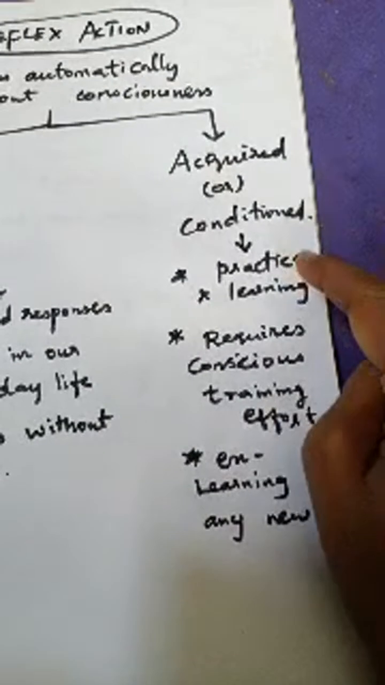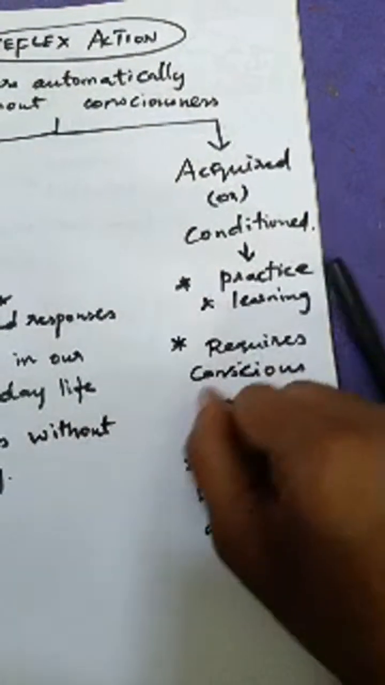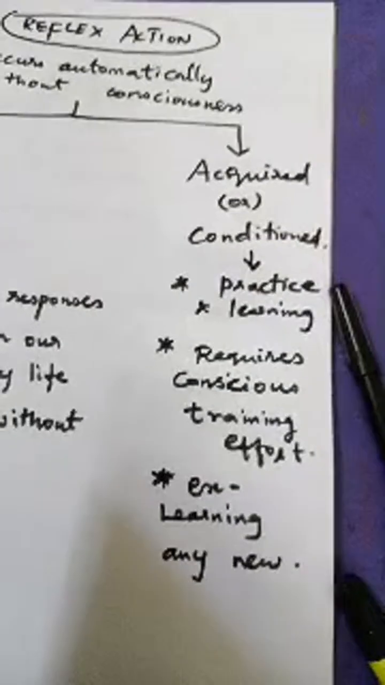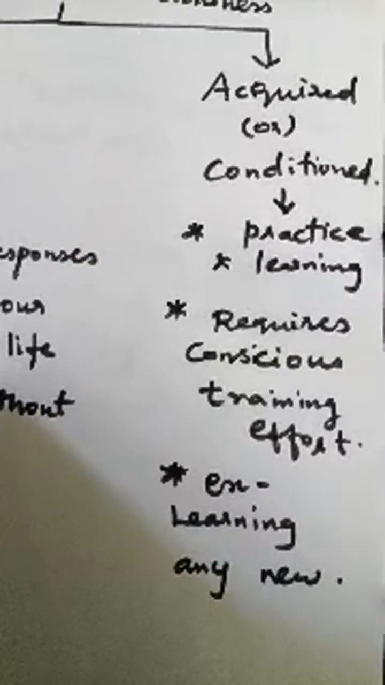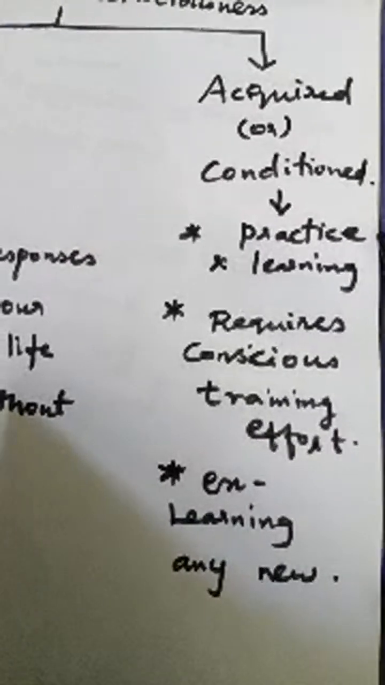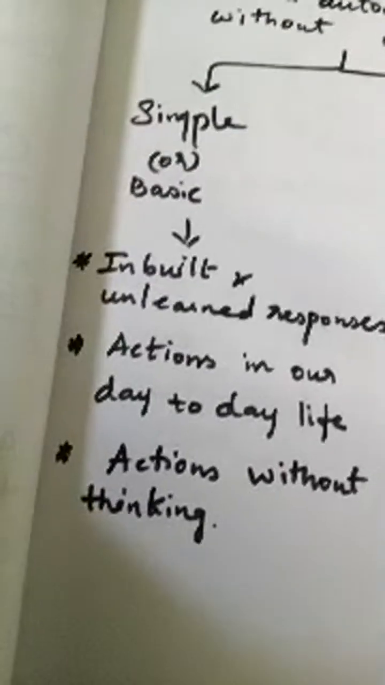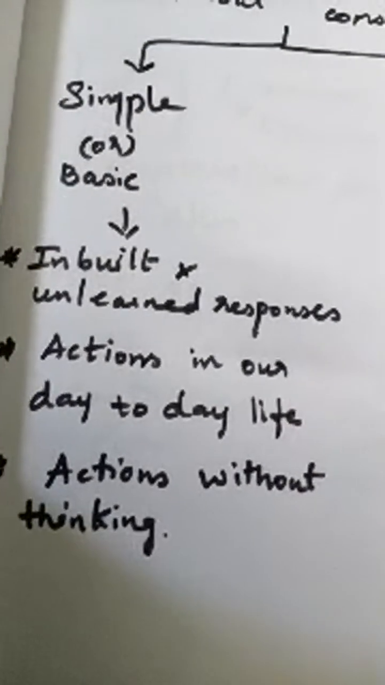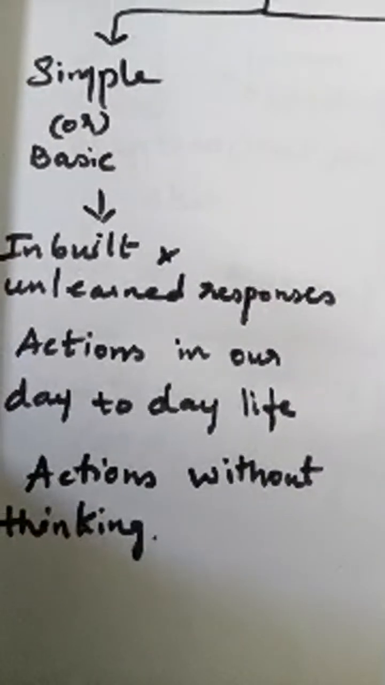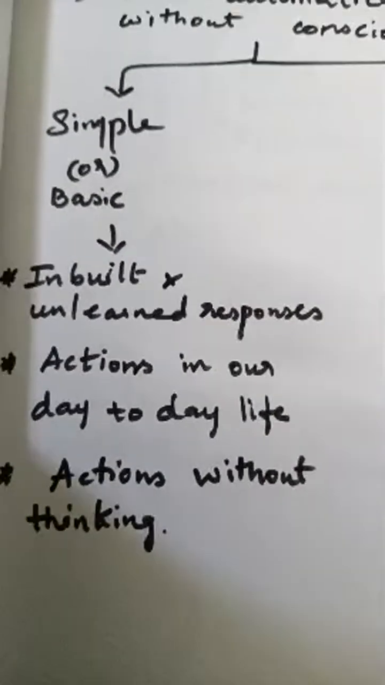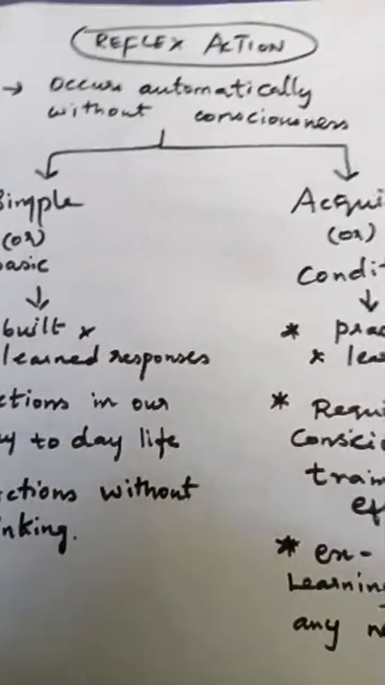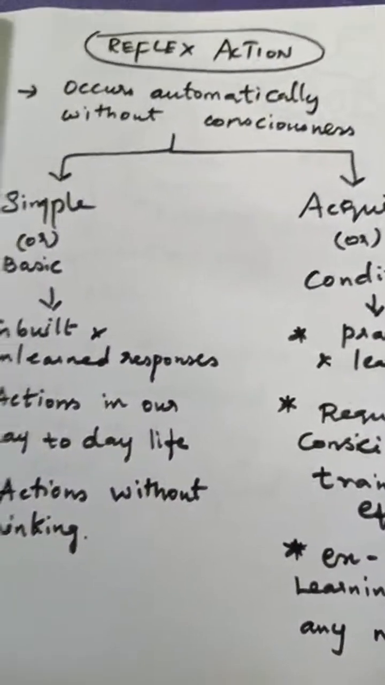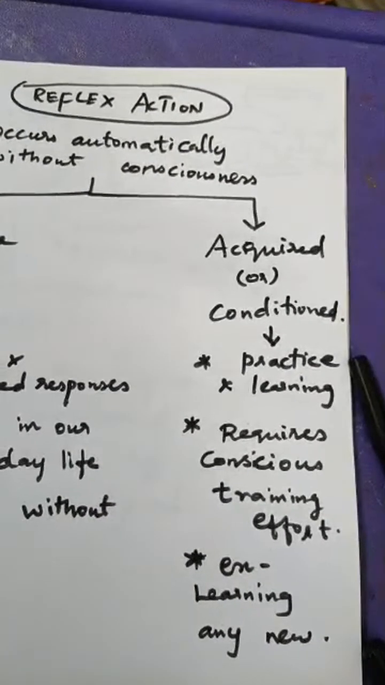For example, you are going to learn a keyboard instrument or any musical instrument. With the help of the notes, by practice only, you will learn. That is an example of an acquired or conditioned reflex. Whereas the simple or basic reflex is an inbuilt, unlearned response. It happens in our day-to-day life without our thinking. This is about the two types of reflex action, simple and acquired or conditioned.